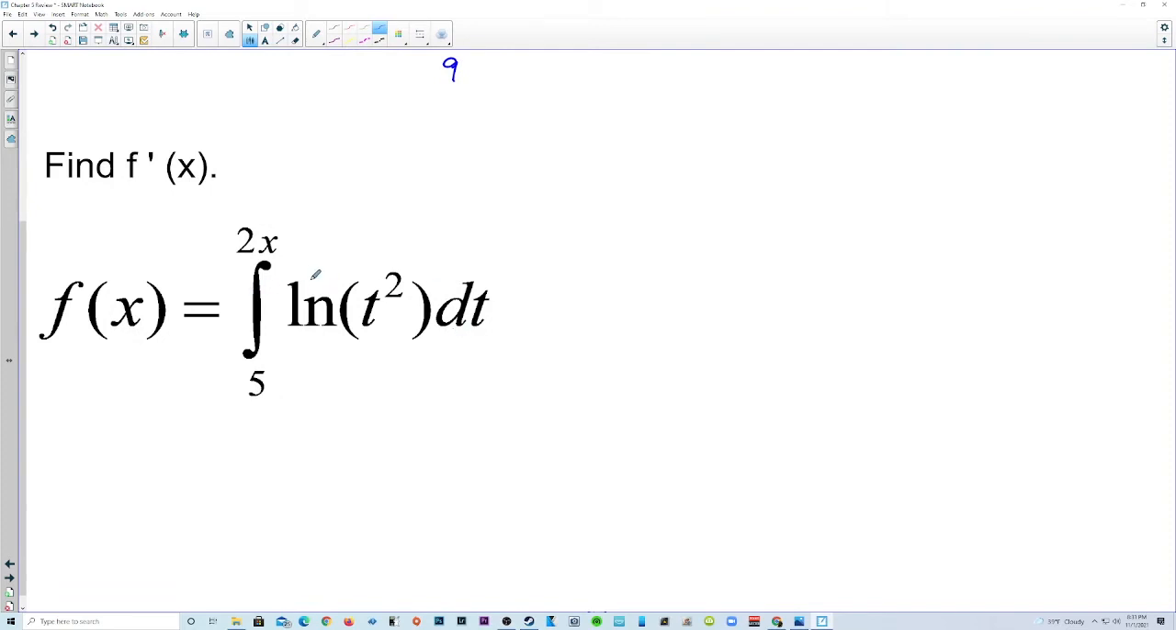The derivative of this would be, well, we'd plug 2x in for t. So we'd have the natural log of 4x squared, but then times the derivative of this right here, which is 2.